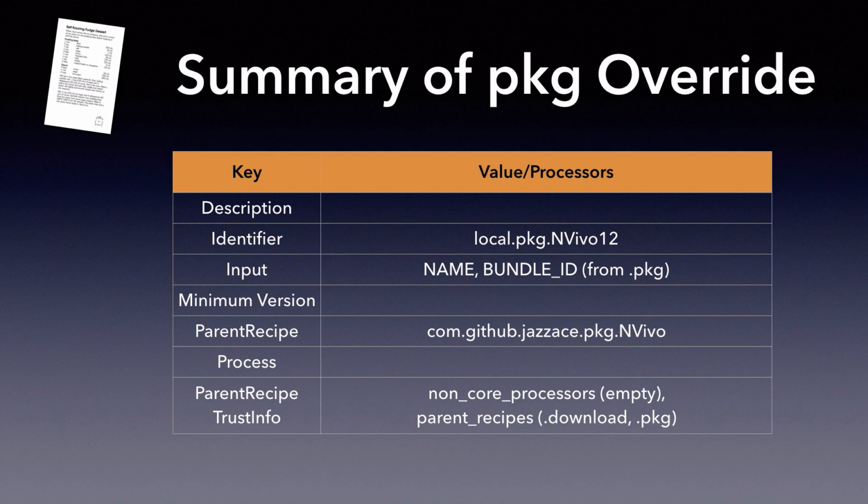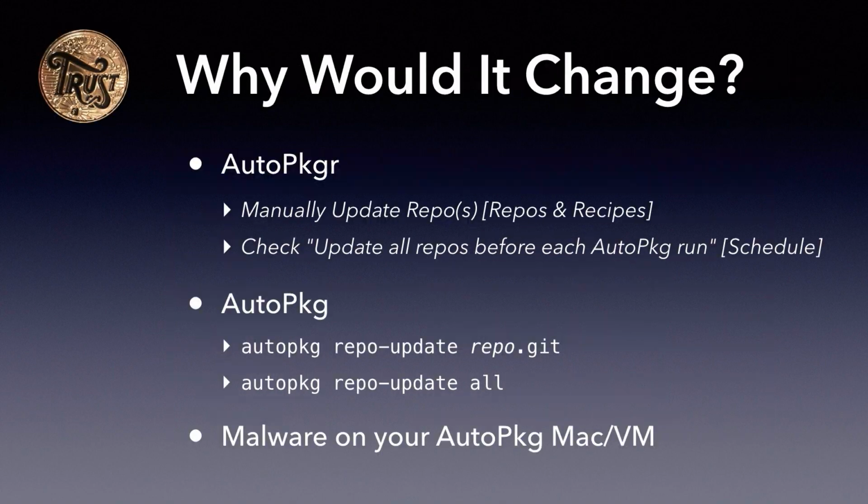No description, no minimum version, no processors. So, we're talking about trust and recipes, and why would they change? Well, I've mentioned it. You're updating to a new version, right? The recipe author has made a change. Maybe your recipe's broken and you go check, oh, it needs to be updated.